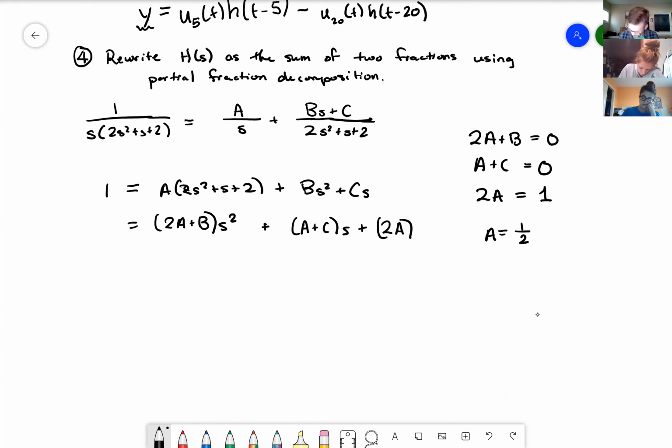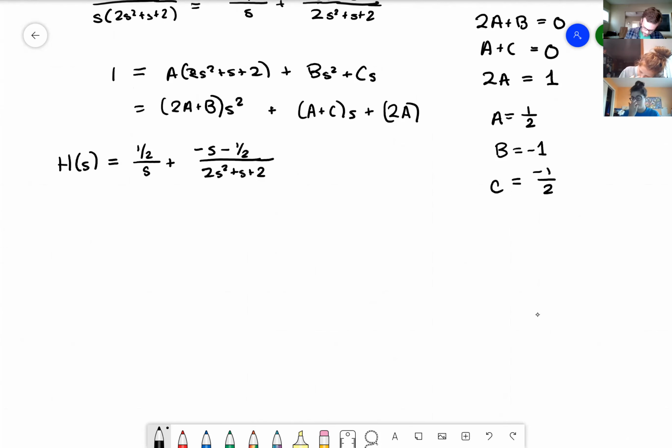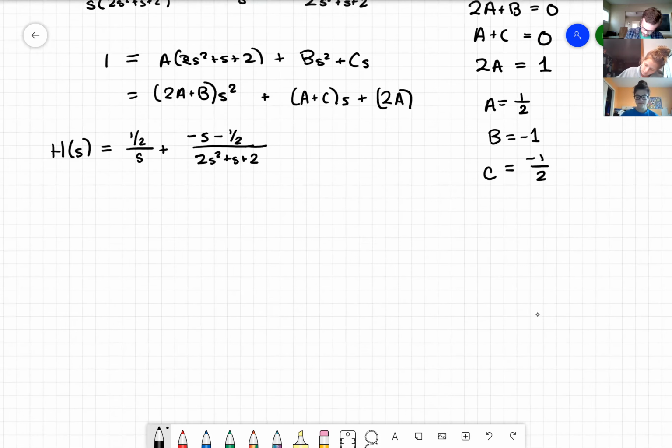So a is equal to 1/2. C is equal to negative 1/2. And what does that give us for b? B should be negative 1. Does this match my notes? Yes, it does. Okay. So we get that h of s is equal to 1/2 over s plus minus s minus 1/2 over 2s squared plus s plus 2. Okay, next step. What was I on? Step 4. So let's go to step 5.